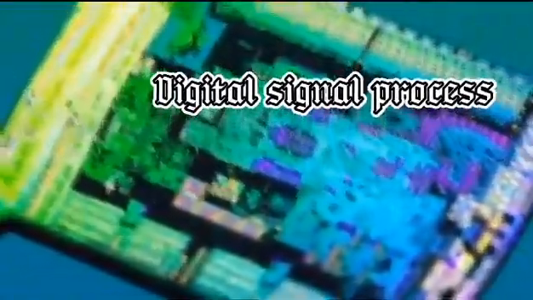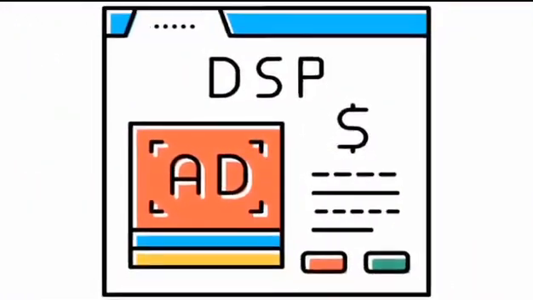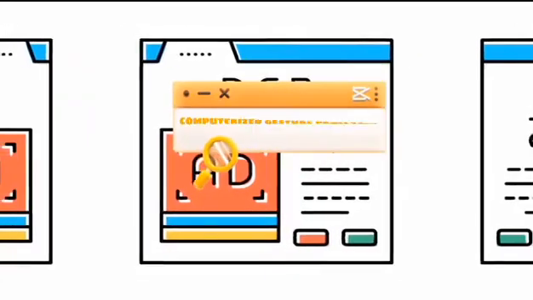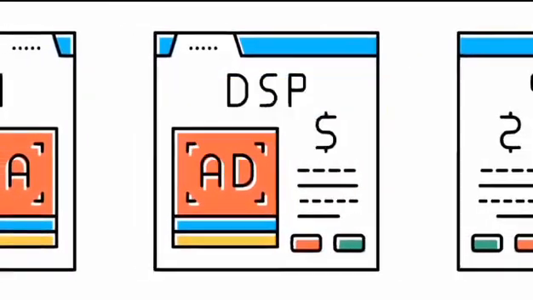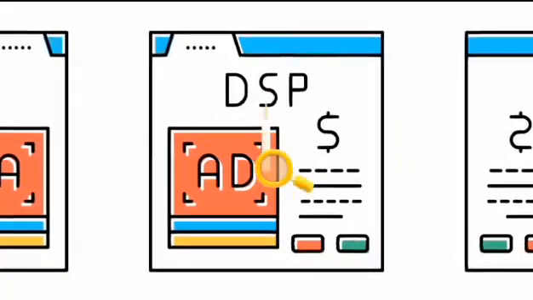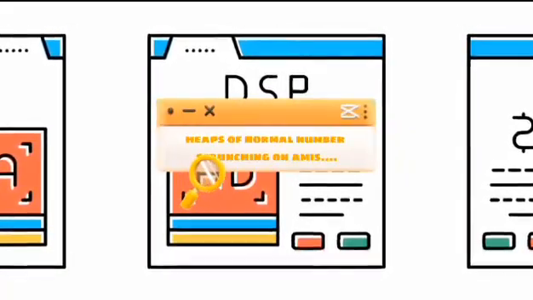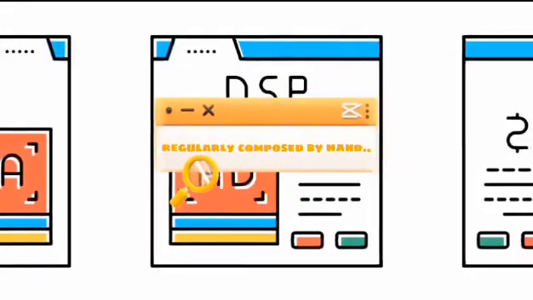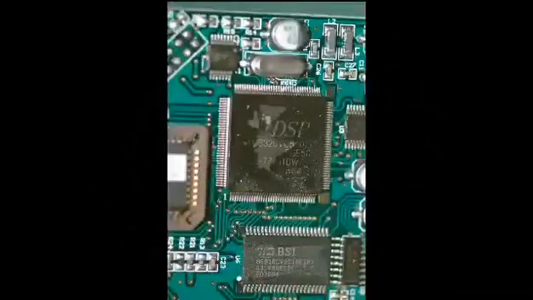Digital Signal Processing. DSP, or Digital Signal Processor, is a type of assembly language for a computerized signal processor designed explicitly for signal processing calculations. Lots of normal number crunching, often written by hand. And last, considered instruction level parallelism. So what is a Digital Signal Processor?